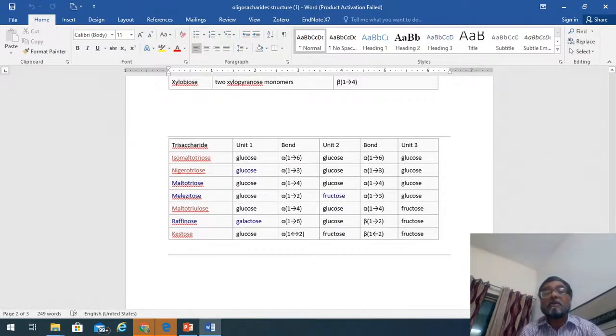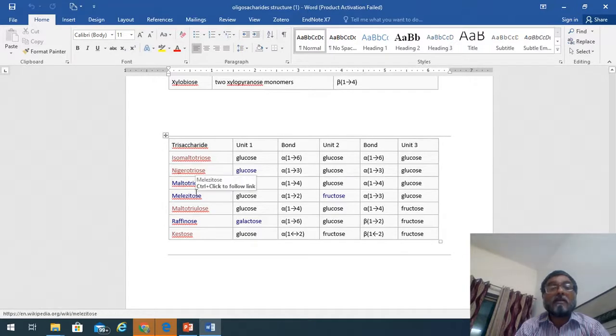Then we are talking about the trisaccharides. Trisaccharide means that it consists of 3 units. So these are all the examples for the trisaccharides. Isomaltotriose is composed of 3 glucose units. The first and second glucose units are linked together by alpha 1,6 type of linkage, and the third glucose is also linked by 1,6 linkage.